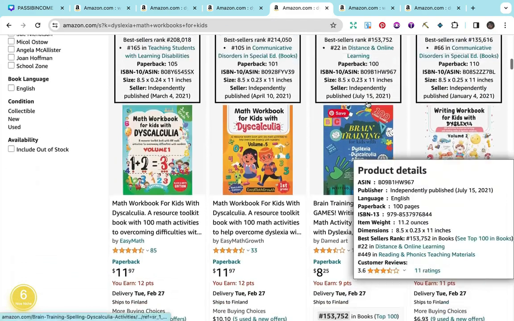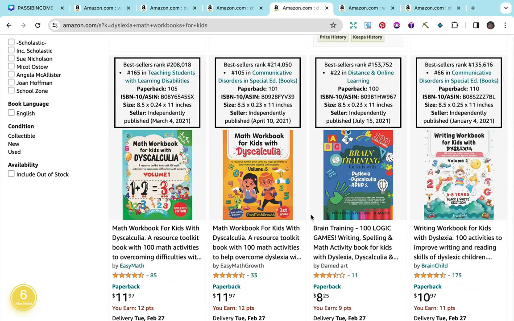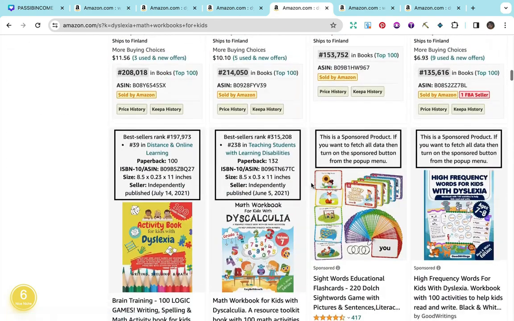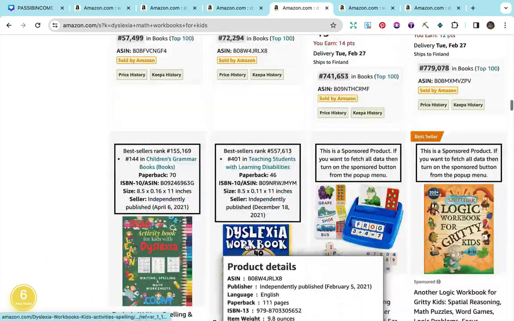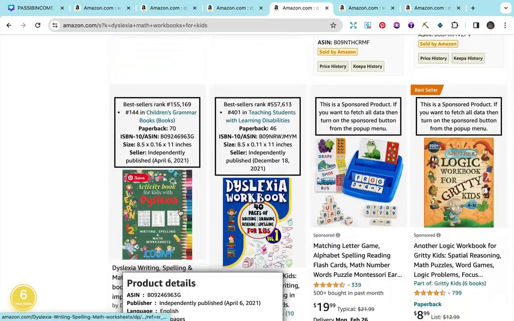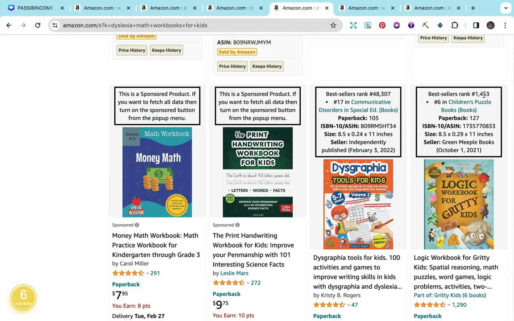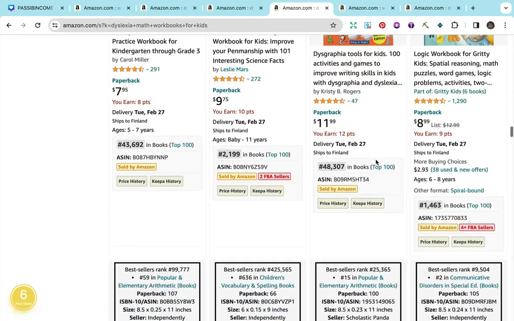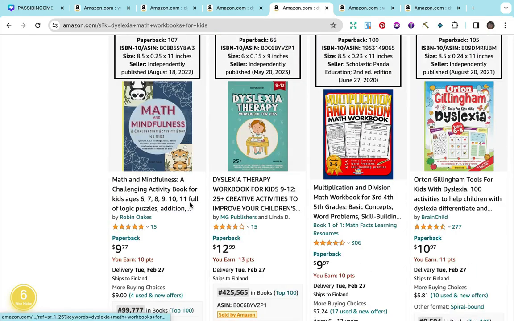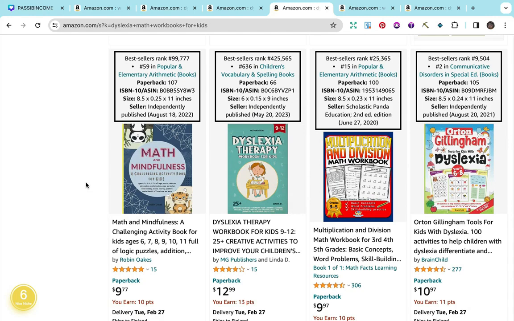Scrolling down here, we have a couple of really good books that have a bestseller rank around 100,000. This one's 153, 135. Scrolling down, we have 197. Scrolling again, we have a couple of other books as well. This one sitting at 155, 1,463, 48,000. So both of these are under 100,000, and they also have great ideas for some titles that we can look up as well.